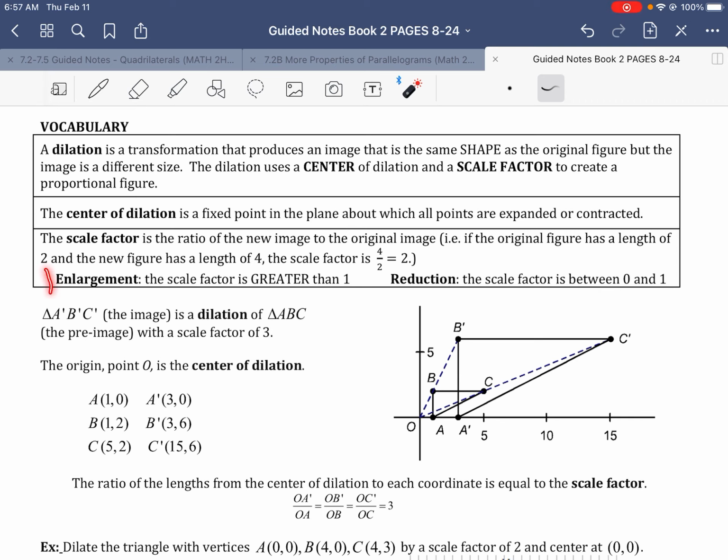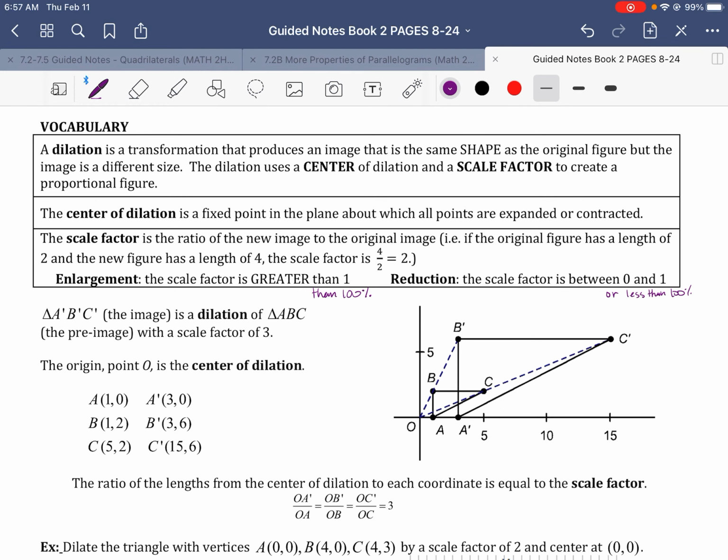The term for a growth of an image is an enlargement, and it enlarges any time the scale factor is greater than 1, or sometimes scale factors are given in percentages, so we could also say greater than 100%. So if it grows like 115%, then it's going to grow. If it's between 0 and 1, or if it's less than 100%, then we're looking at a reduction of the image.